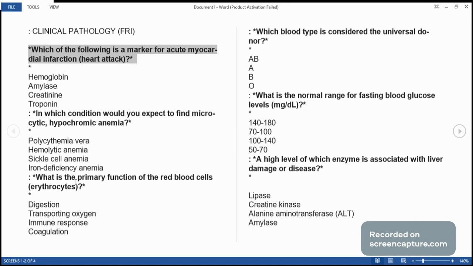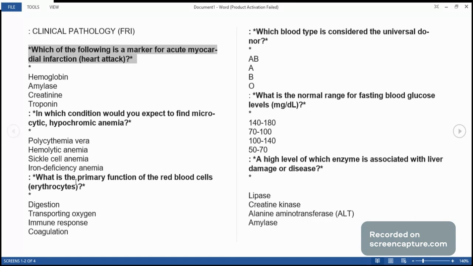Let's check the choices. 140 to 180 milligrams per deciliter is abnormally high. A fasting blood glucose level in this range suggests poorly controlled diabetes or hyperglycemia and is not within the normal range. 70 to 100 milligrams per deciliter is the correct answer.